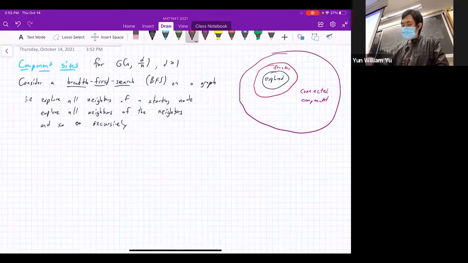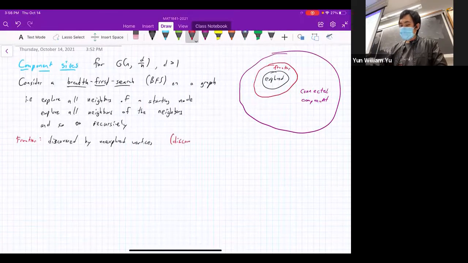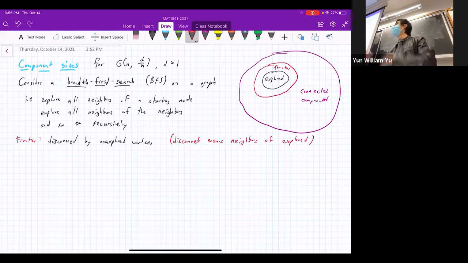Let's define these things a bit more explicitly. What is the frontier? We're going to say that this is discovered but unexplored vertices. And what does discovered mean? Discovered means neighbors of vertices that we've explored. When you go to a node, you can look around and see what nodes you can walk to, but you don't have to walk to that node yet. That's what it means to be on the frontier: these are the things that you see in the distance, but your process hasn't walked there yet.